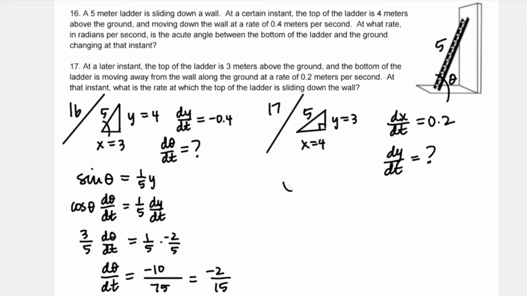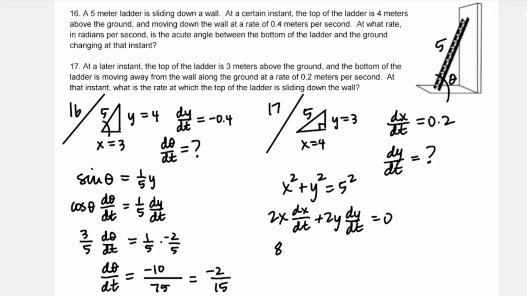and y. So I'm going to say x squared plus y squared equals 5 squared. Take the derivative of this with respect to time. All right, now I can just kind of put in the pieces. 2x dx dt would be 8 times 0.2 plus 2y would be 6 dy dt. That's going to equal 0.